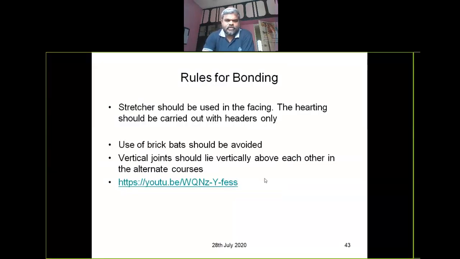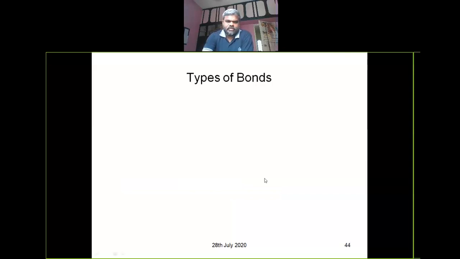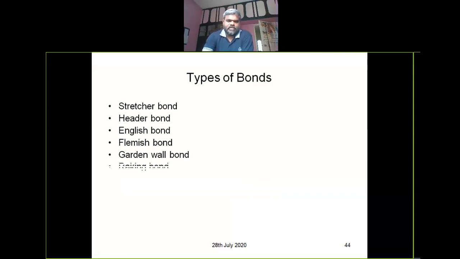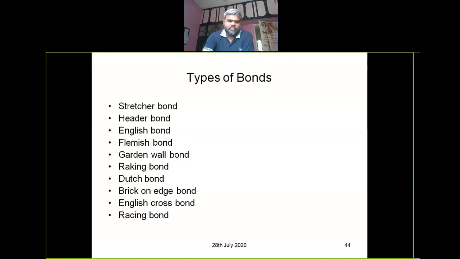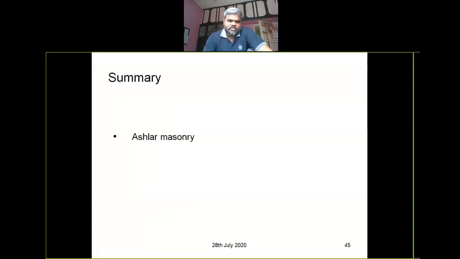Yeah, this is about different terminologies used in brickwork, and there are different types of brick bonds. So, like stretcher bond, header bond, Flemish bond, English bond, garden wall bond, raking bond, Dutch bond, brick on edge bond, and English cross bond are there. So we'll see the types of bonds in the next class.